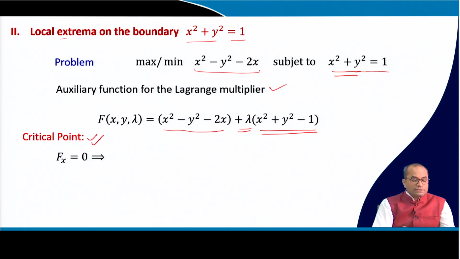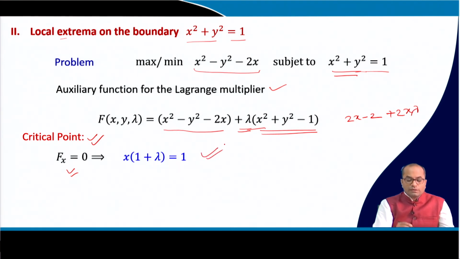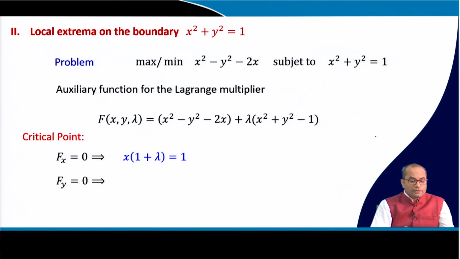And then we will find the critical points. So, f x is equal to 0, we will get here 2x minus 2, and then from here also we will get 2x lambda. So, that will be the one equation which we have. If we take x common from here, we will get x times 1 plus lambda is equal to 1. So, that is equation number 1.